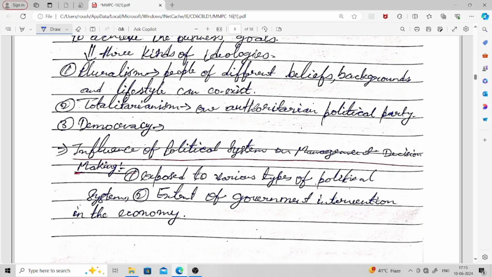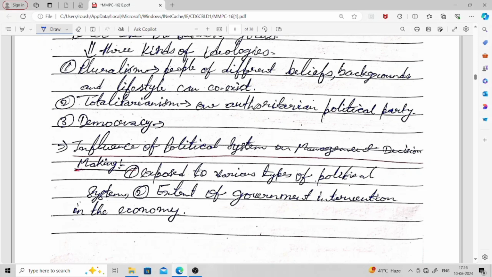And the third is democracy. Democracy, as we know, is where people govern everything: of the people, by the people and for the people. It means the government is run by the people and for the people. Here people are involved in the political system, and we can say it has the greatest amount of influence of the people on the governance of the government.